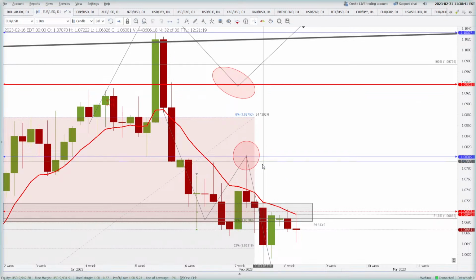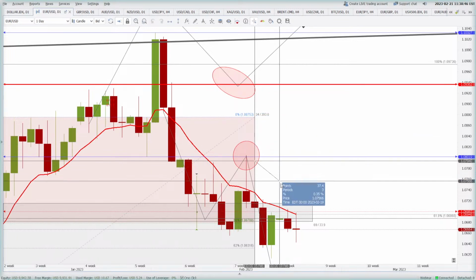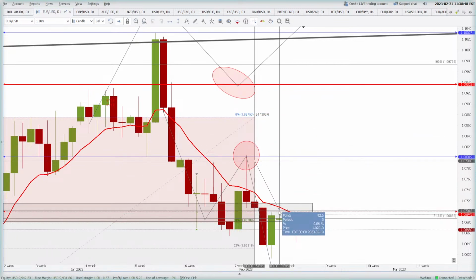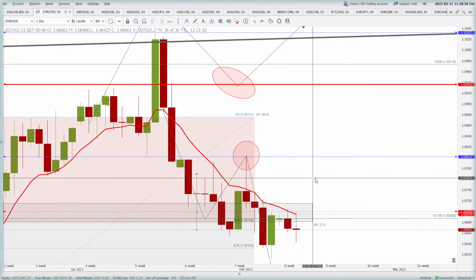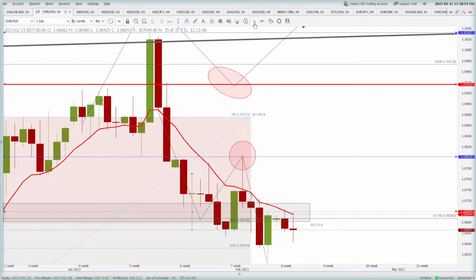What could be the approximate resistance? 20 points, 30 points, 40 points, and the targets were almost 90 points. So it makes a good trade here, right? Now it is still trading.